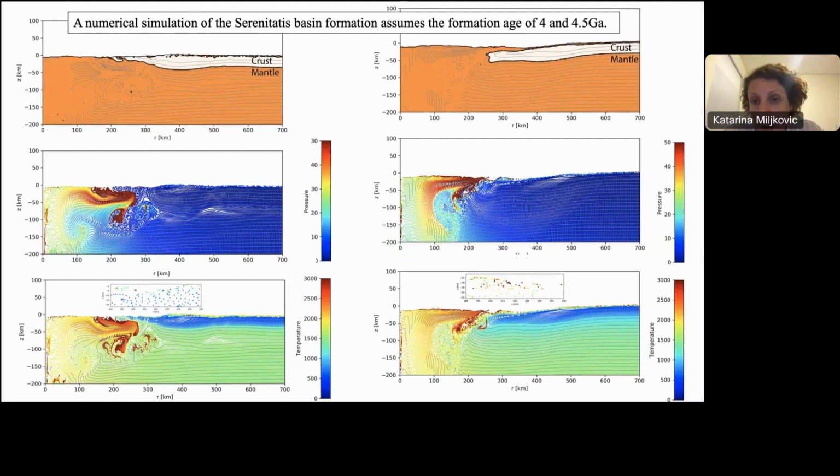But temperature gradients were also important at the time of basin formation, and we know those from thermal evolution models that have been published in the past 10 years, because that gives us the initial condition for temperature at depth before we shock it with a big impact.